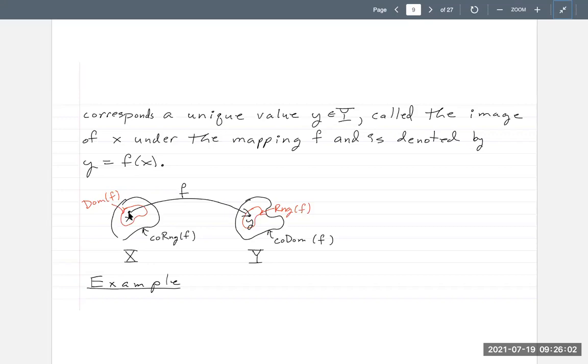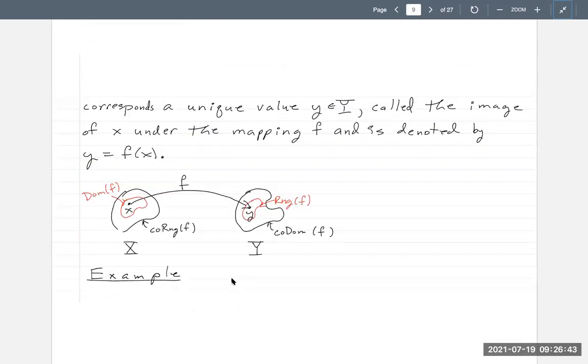The set of all images of members X of the domain of F under the mapping F is called the range of F. So the set of all images is called the range of F. The set of all X's which have an image is called the domain of F.